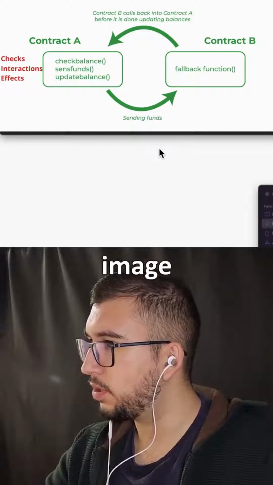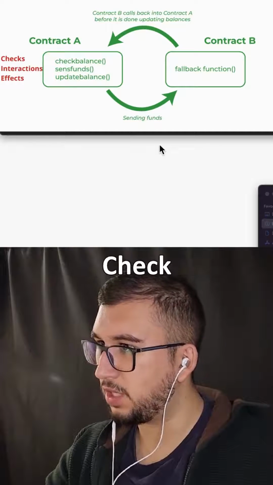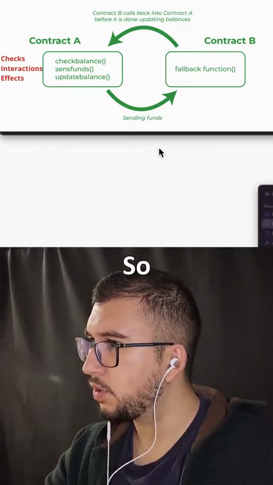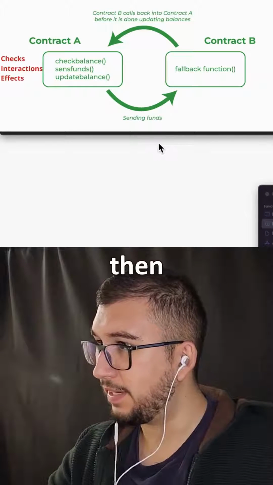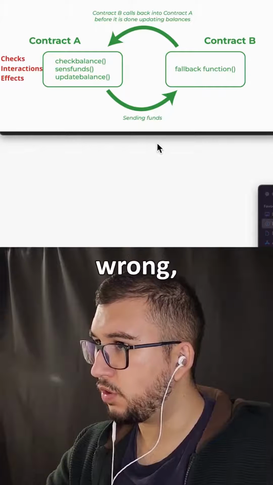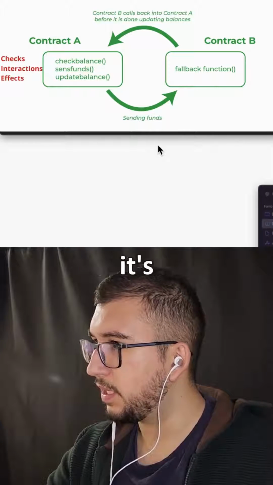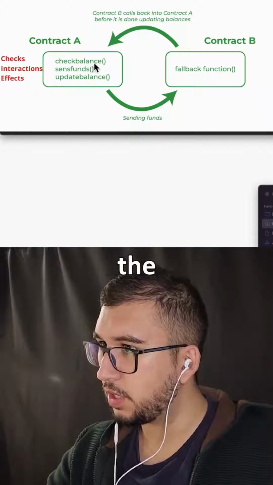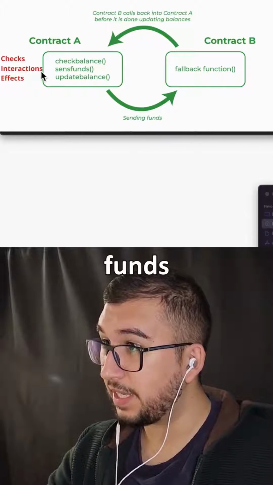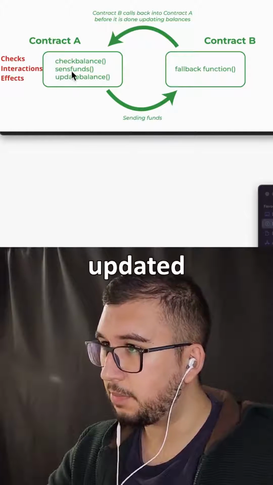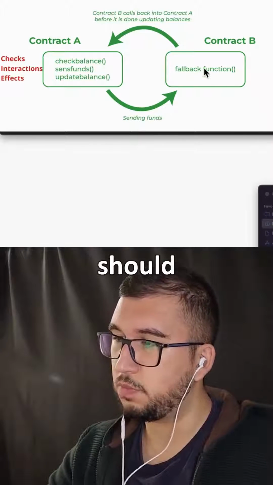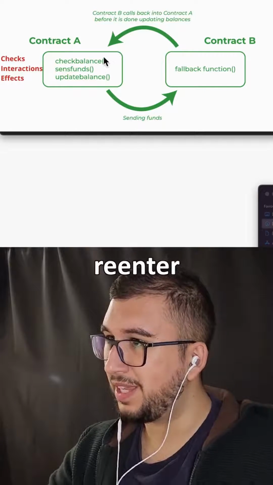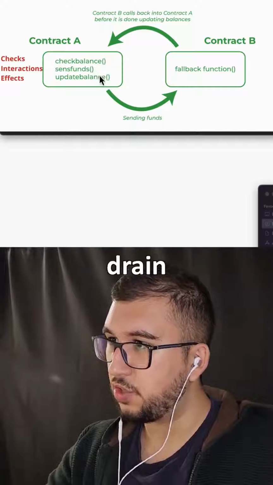So here in this image you can see how not implementing the check effects interaction pattern can lead to reentrancy attacks. Contract A checks the balance and then sends funds, which is wrong. The interaction should be last, and because it's sending funds, the fallback function of contract B re-enters into contract A and sends funds again, because the balance is not updated, because the effects are in the wrong order and they should be second instead of third. And that's how contract B is able to re-enter into contract A and drain all the funds.